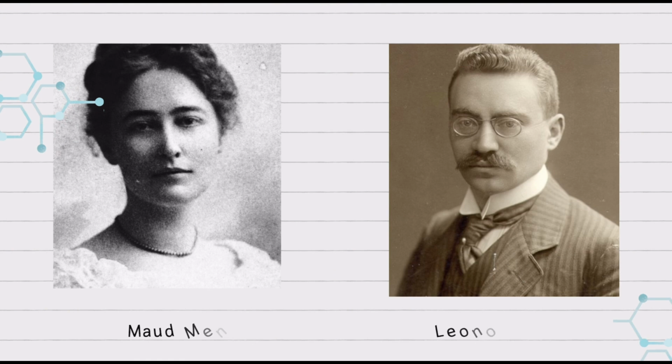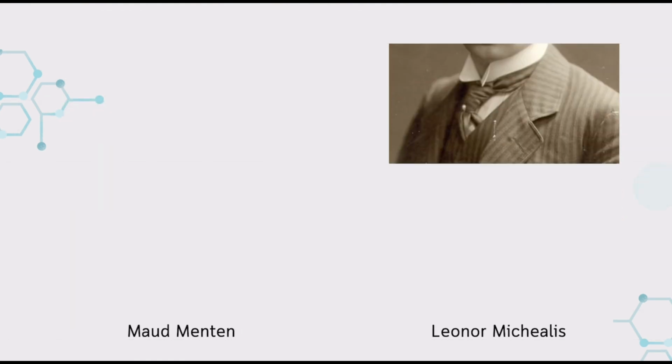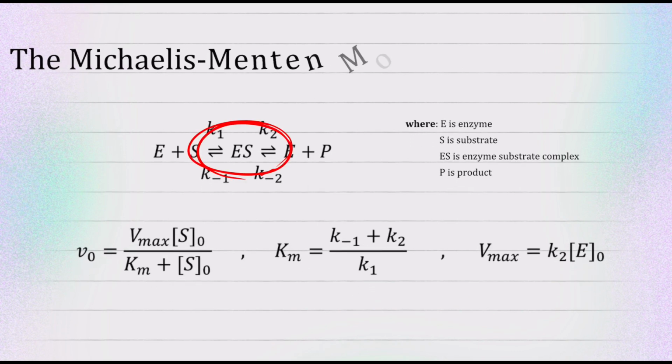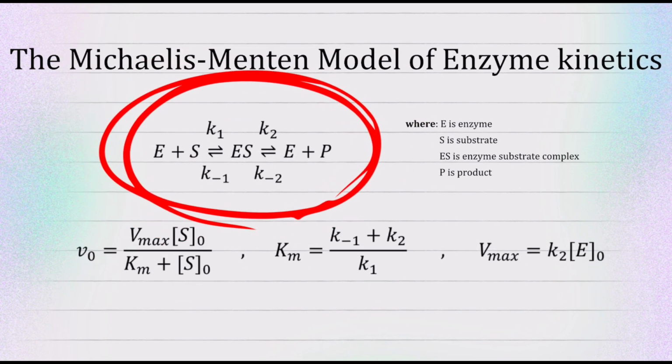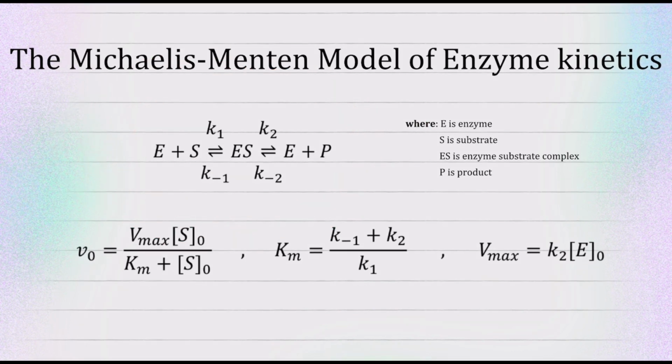In 1913, Maud Menten and Leonard Michaelis created the Michaelis-Menten equation. The first equation on screen shows that as an enzyme binds to a substrate, it creates a complex and then a product is released. Each reaction is denoted with k and a number.